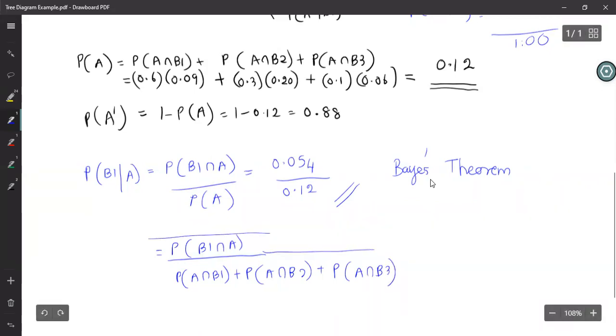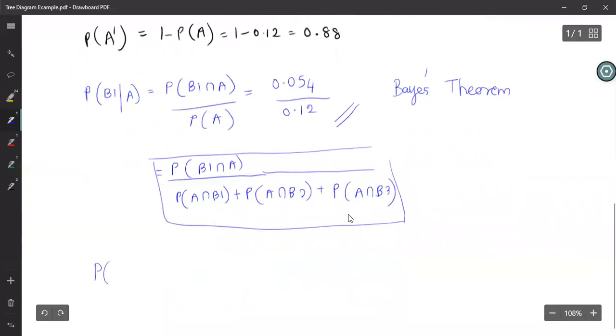So this is actually the Bayes theorem, but we have already found the denominator P(A), so you can straight away use it. Not only that, if you want to find P(B3 given not A) now, how do you find it? Apply the conditional probability definition.